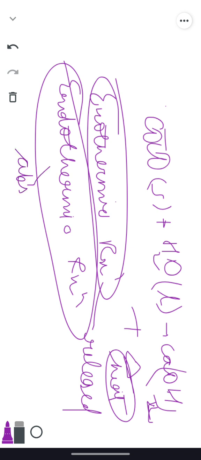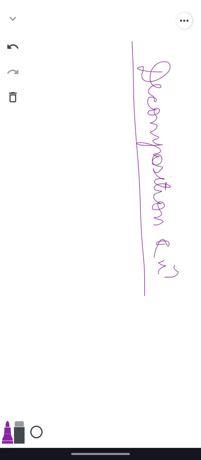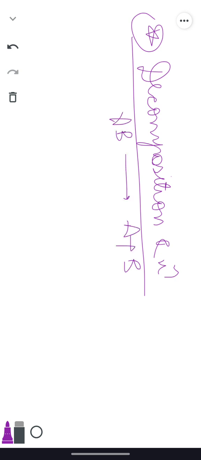All right, we do have one more reaction, which is my decomposition reaction. This is another type where my substances break up. They have broken up with each other. Maybe they have some issues with each other.